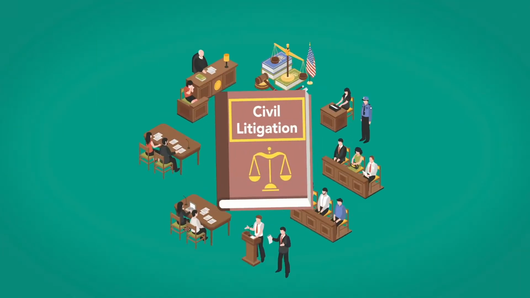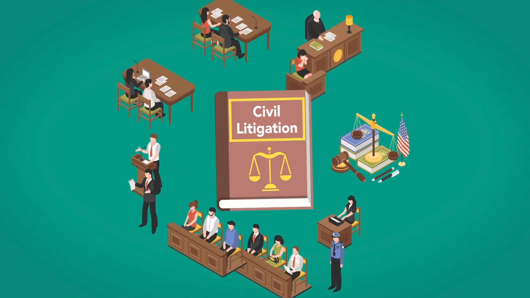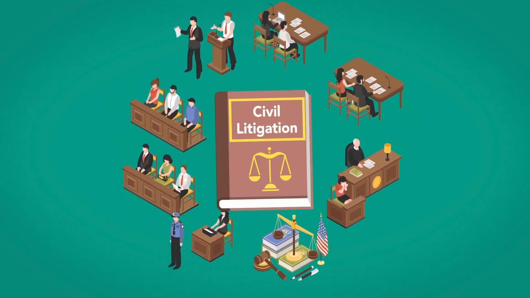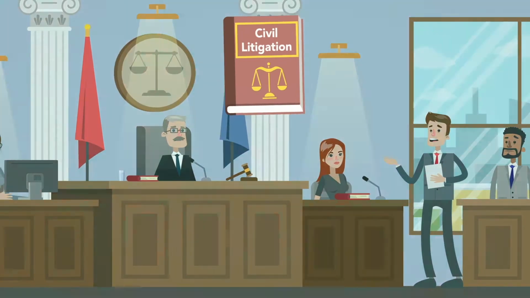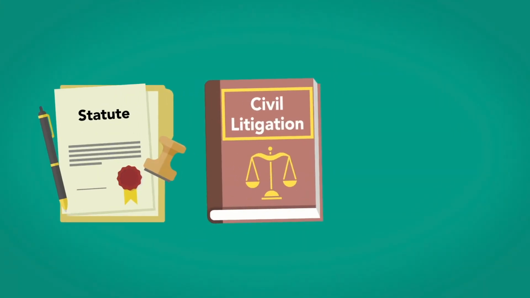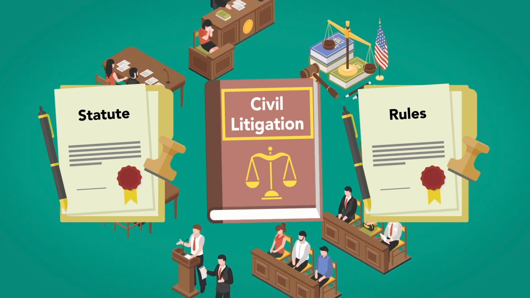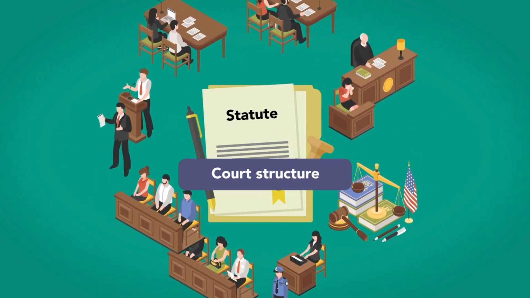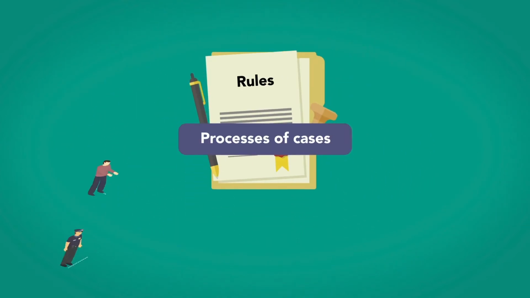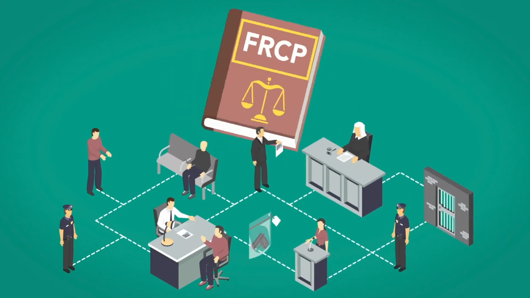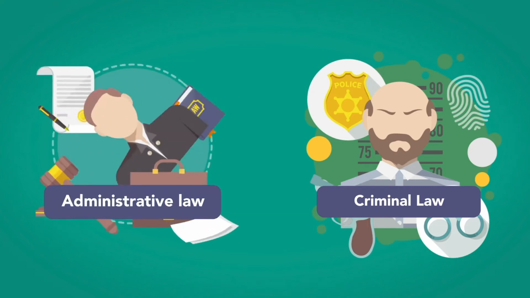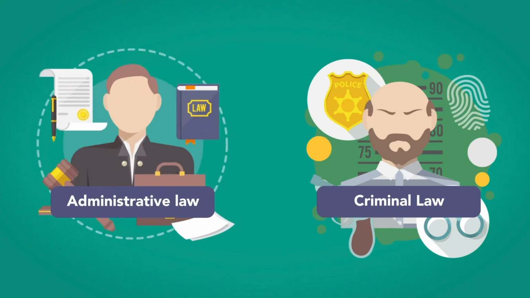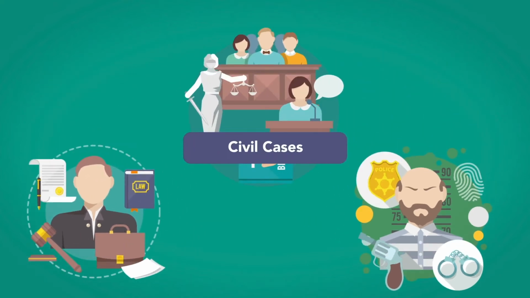Civil litigation is the field of law dealing with how the U.S. court system is structured and organized, and the court processes that cases go through from beginning to end. It consists of both statutes and rules. For the most part, court structure is determined by statute, and the processes of cases in the courts are determined by rules such as the Federal Rules of Civil Procedure. While the legal system covers criminal and administrative laws as well, we will be focusing on the court processes of civil cases.